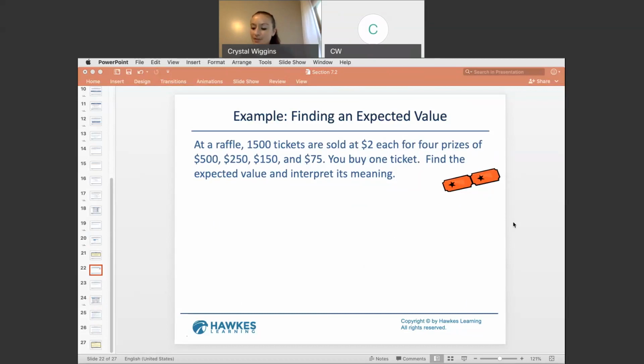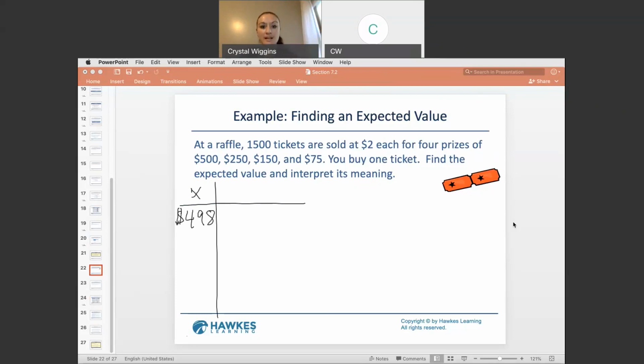So remember, the first step to calculating would be to list all of the expected outcomes. Well, let's see. I'm holding my ticket that I purchased for $2. And let's say that my ticket gets called and I won $500. Now, $500 is not the expected value, though, because you have to take into account that you bought a ticket for $2. So technically, the expected value is $498.